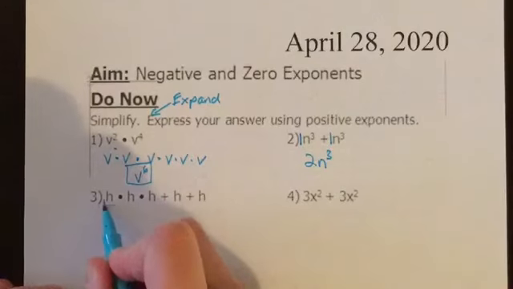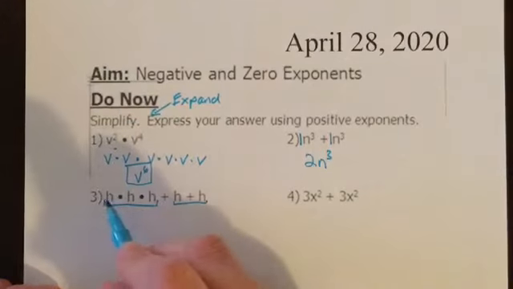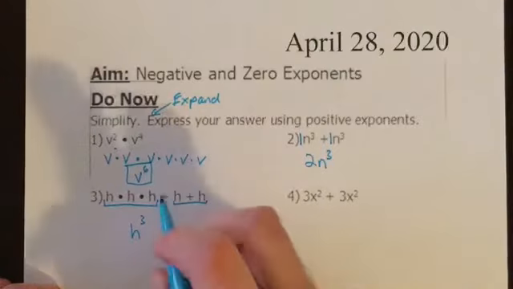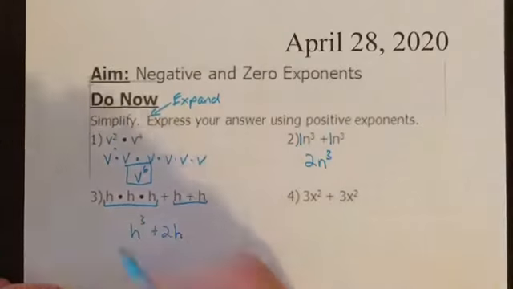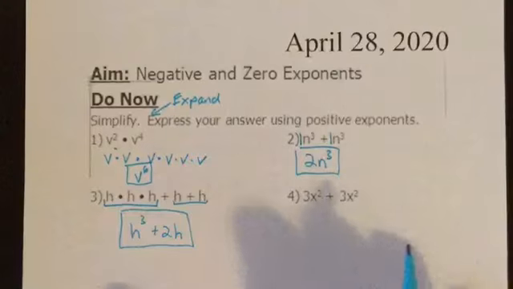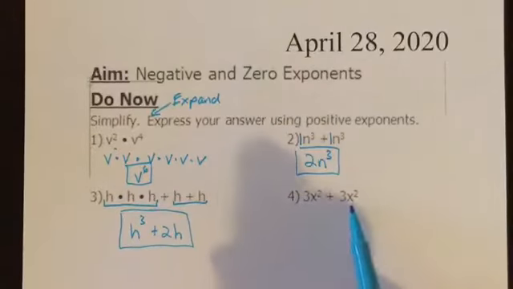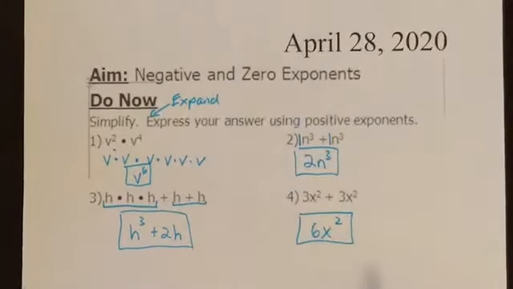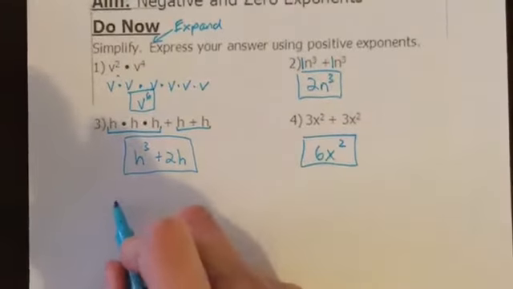On number 3, we've got 3 h's being multiplied and then 2 h's being added. h times h times h is h to the third. h plus h is 2h, so h to the third plus 2h. Those are unlike terms, so we are fully simplified. Number 4, 3x squared plus 3x squared, like terms. 3x squared plus 3x squared is 6x squared, and we have simplified.